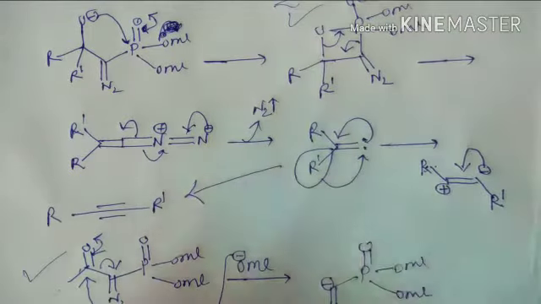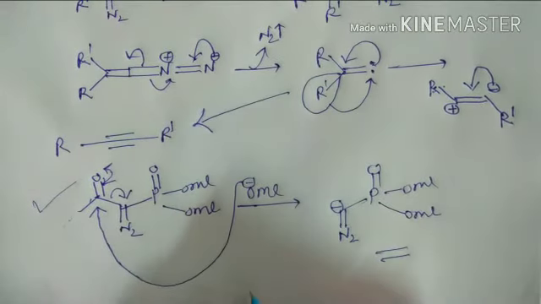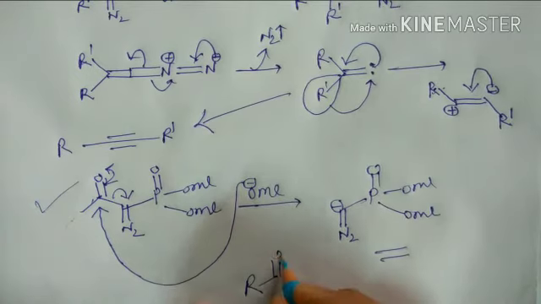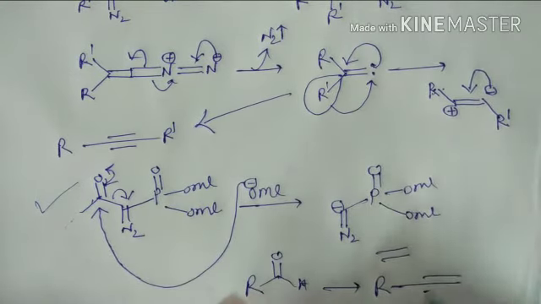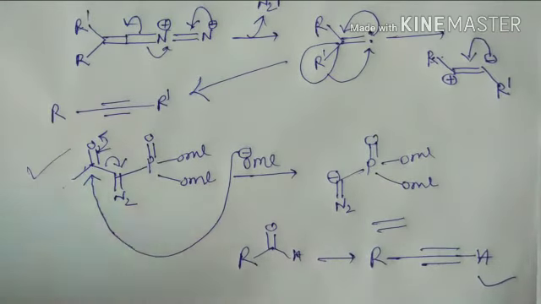And you will get this. So in this case previously we used a ketone, but if you use an aldehyde you will get this terminal alkyne. So this is a very good reaction, and the mechanism is very good. You can find similarity of this mechanism with the Wittig reaction and the Corey-Fuchs reaction.